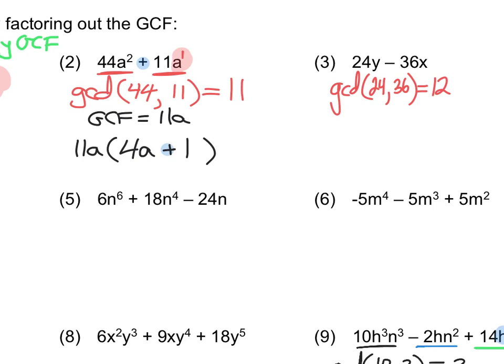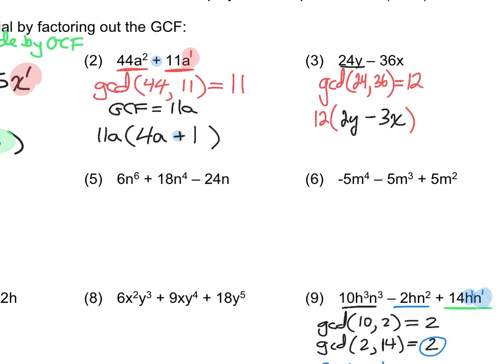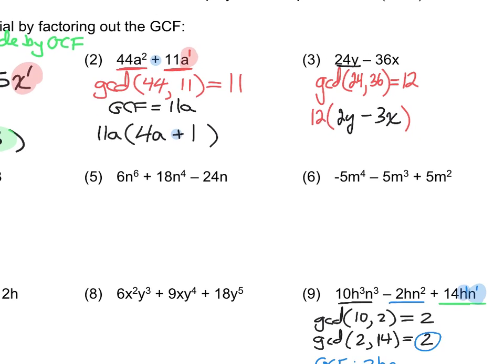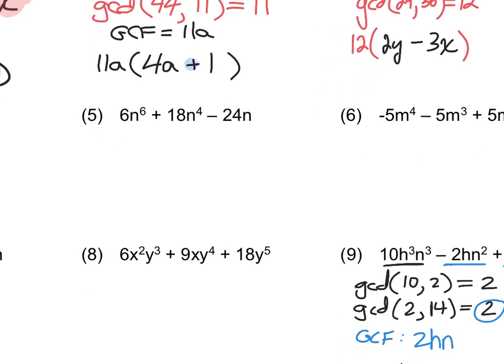All right, so I'm going to pop a 12 in front. And I want to be thinking about what I'd have to multiply 12 by to get 24y. 2y. And what I'd have to multiply 12 by to get 36x. 3x. So in that case, you're not able to pull out a variable, but you are able to pull out a number. So you are able to simplify it a little bit, but not in a crazy fashion. Let's take a look at number 8, and then that's the last one I'll do with you, and then I'll set you loose.